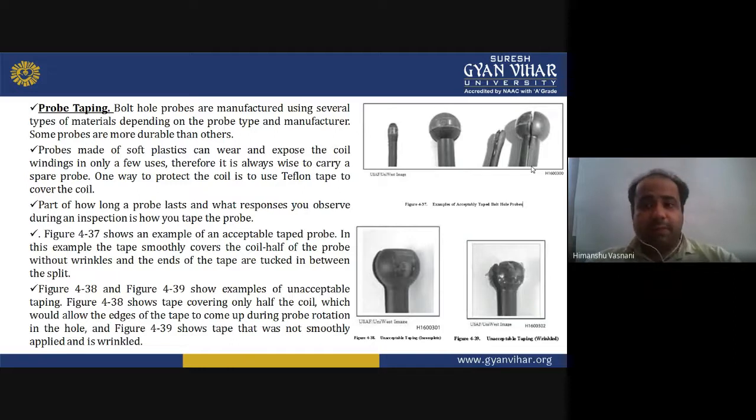Now probe taping is also important. Bolt hole probes are manufactured using several types of materials depending on the probe type and manufacturer. Some probes are more durable than others. Probes made of soft plastics can wear and expose the coil windings in only a few uses. Therefore, it is always wise to carry a spare probe.